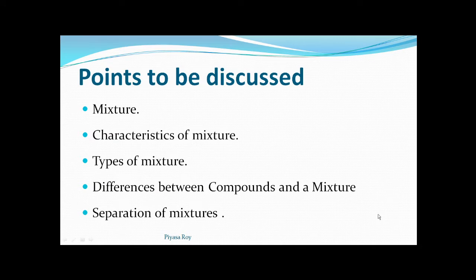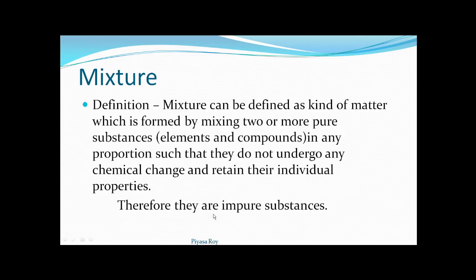Today we are going to discuss mixture, its characteristics, types of mixture, differences between compounds and the mixture, and separation of mixtures. So what is the mixture?